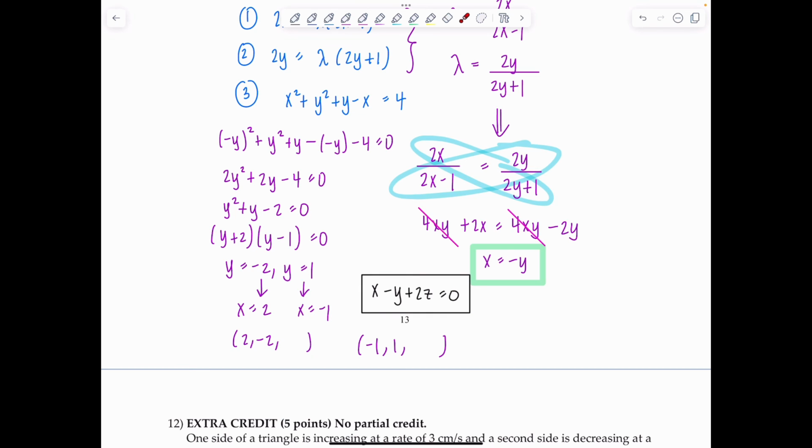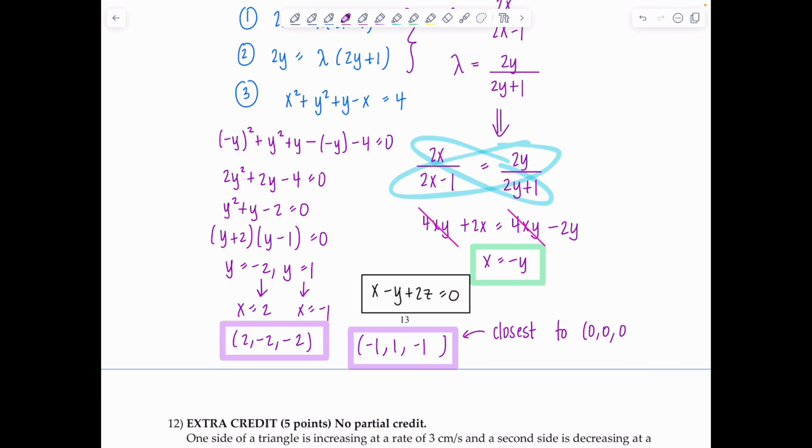So let's see. 2 minus negative 2, that's 4. 2z equals negative 4, so z would be negative 2. And then the other point, negative 1 minus 1, that's negative 2. Move it over, z would be negative 1. So they want the point on the curve of intersection that's the closest to the origin. Well, the one that's closest is (negative 1, 1, negative 1). That's our answer.